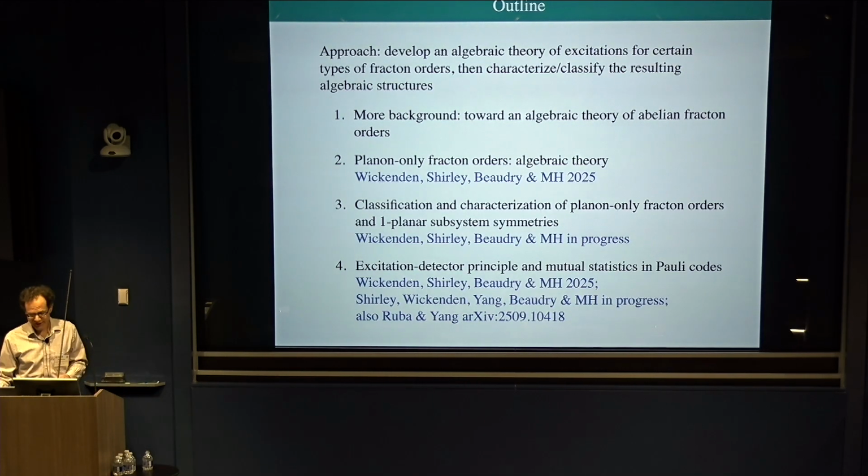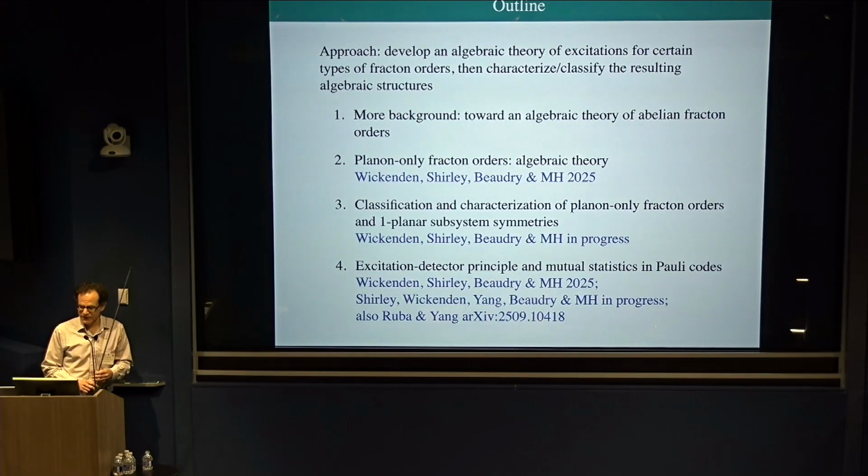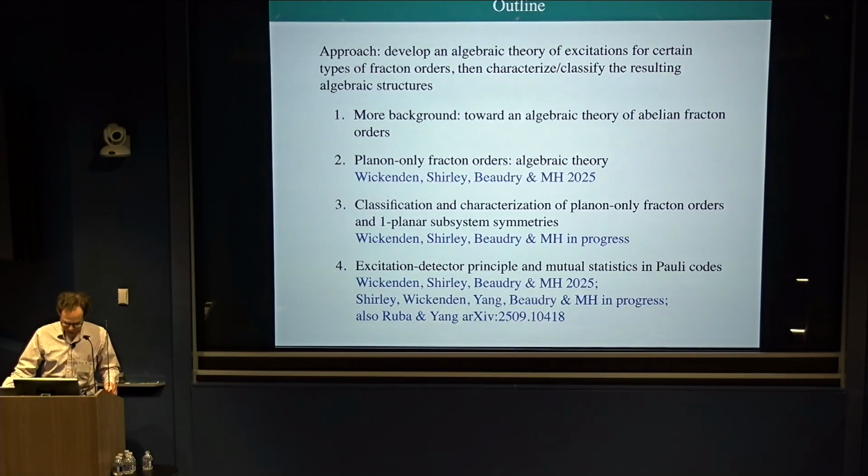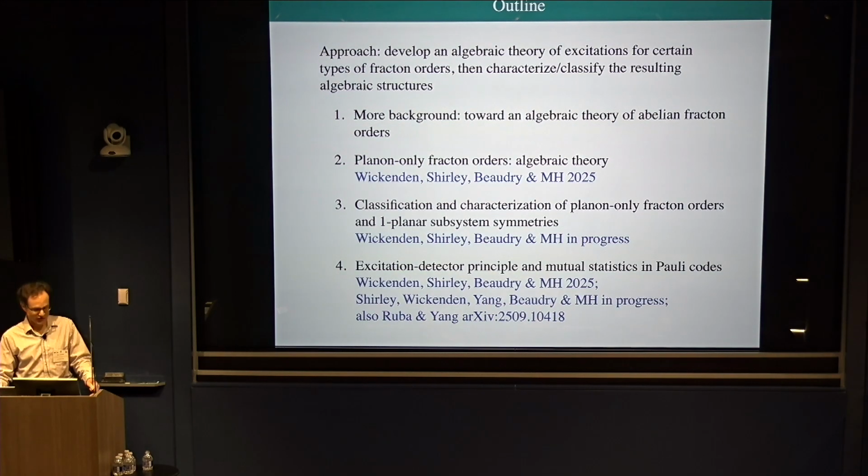I guess I should first say, just in general, what approach we will take. So rather than focusing on ground state properties, although I think you could translate this probably into a ground state story, we're going to focus on the restricted mobility excitations, which are kind of the defining property of Fracton phases. Okay. Actually, I forgot to say something really important, which is that the definition of a Fracton phase is there's at least one restricted mobility excitation. Okay. So what we'll do is develop an algebraic theory of those excitations above the ground state for certain types of Fracton orders. And once we've done that, then we'll characterize and classify the resulting algebraic structures.